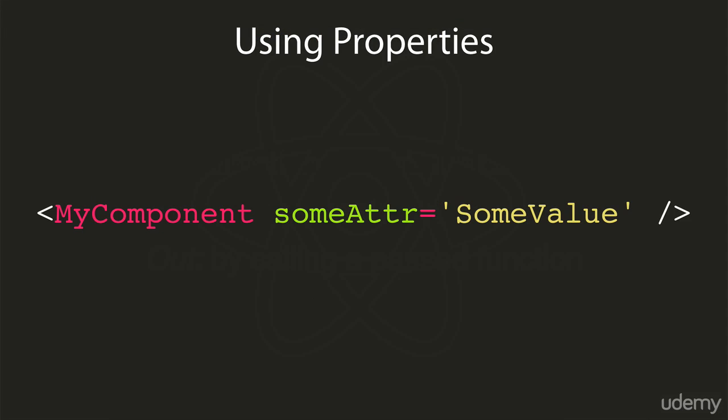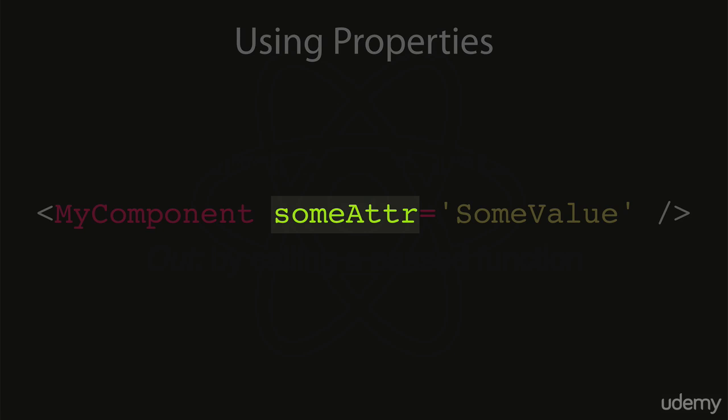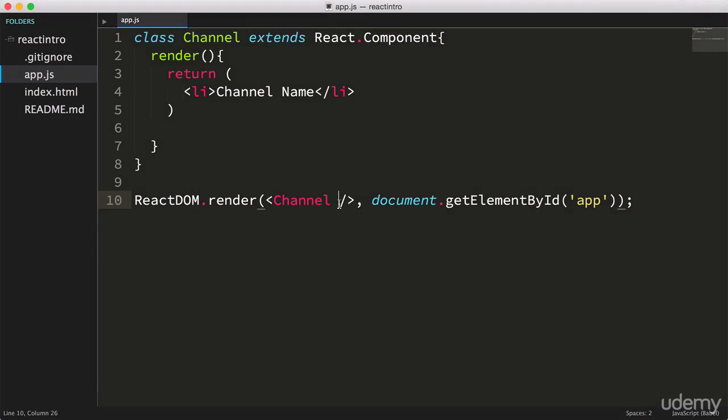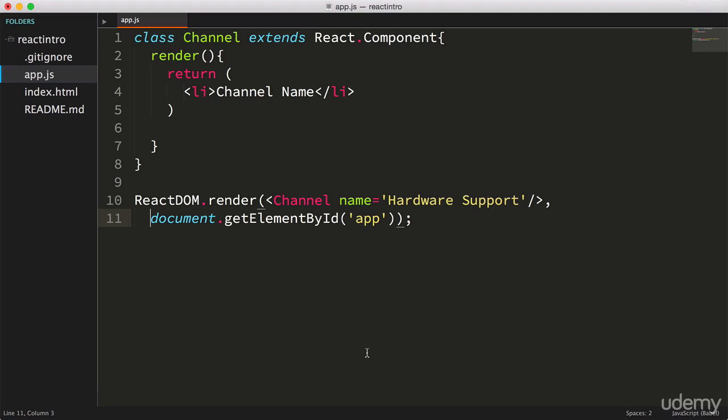So how do you use properties? Well, essentially you set an arbitrarily named attribute when you call your React component. You pass the attribute a property or value. In our case, we'll create a property called name and assign it the value hardware support. Okay, so we still have the value hard-coded, but it's not hard-coded within the component. The component just knows it will receive a property called name that it can use as appropriate.